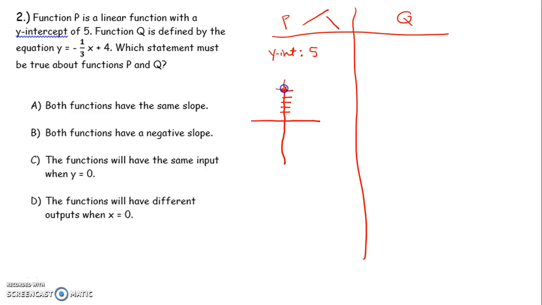So if I look at a y-intercept, what are the coordinates of a y-intercept? Well, I don't move anywhere left or right. I move up 5.